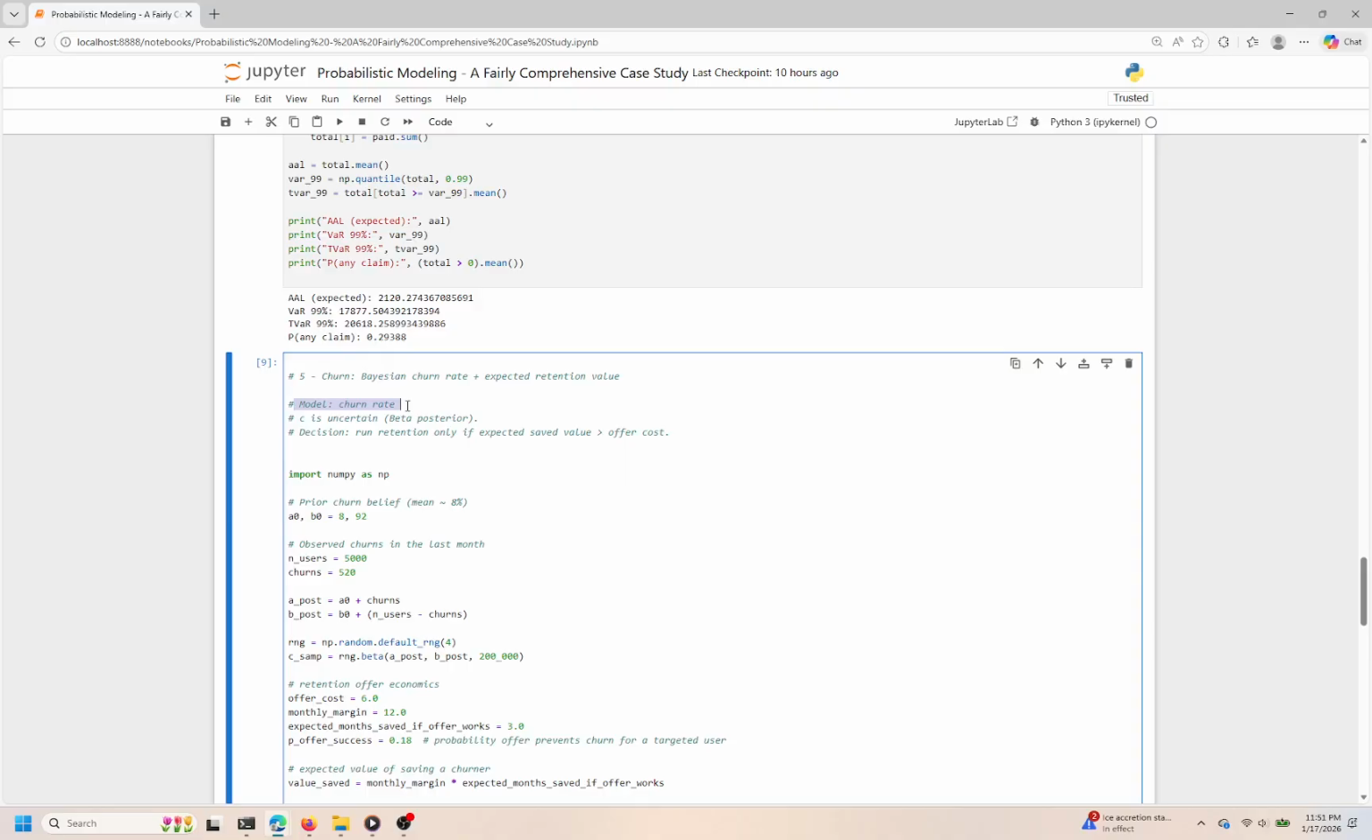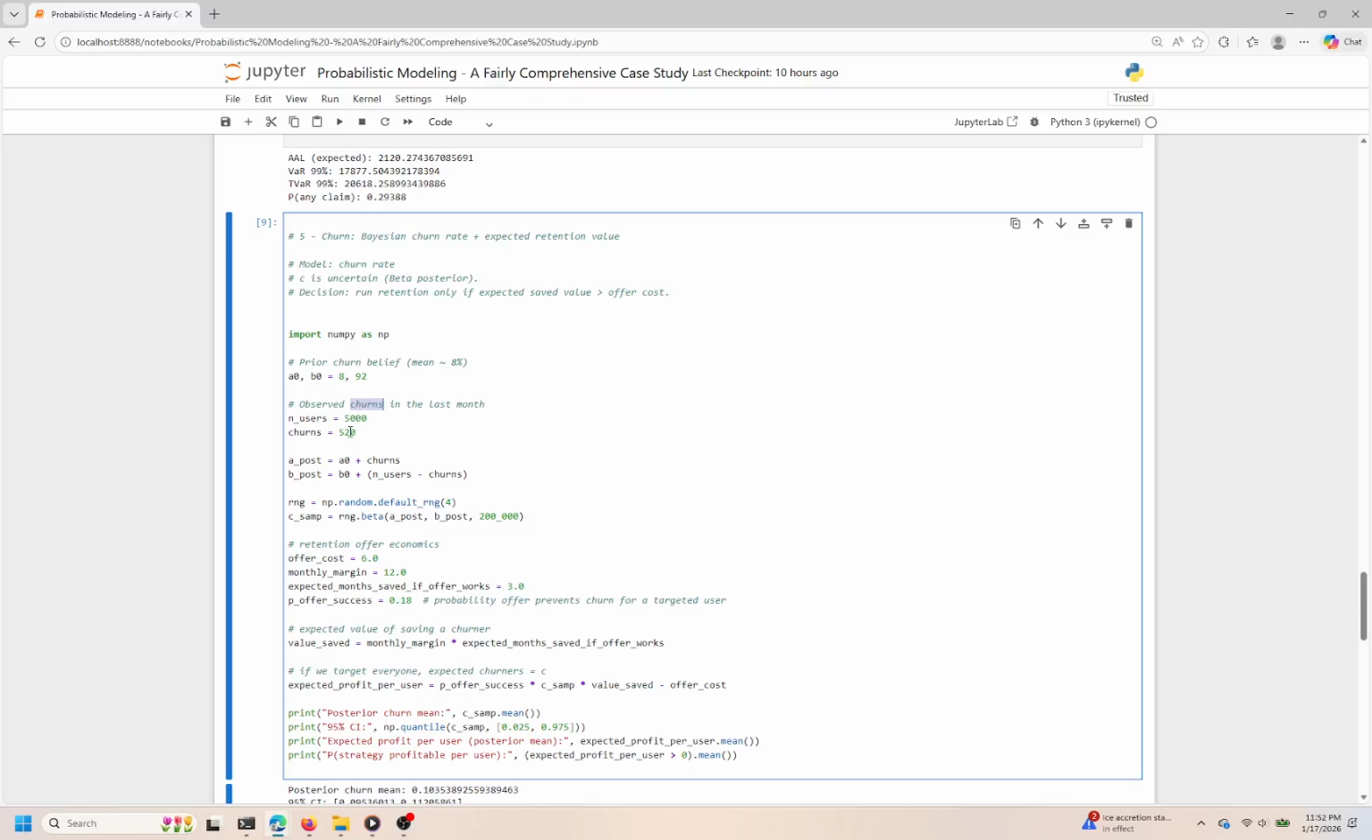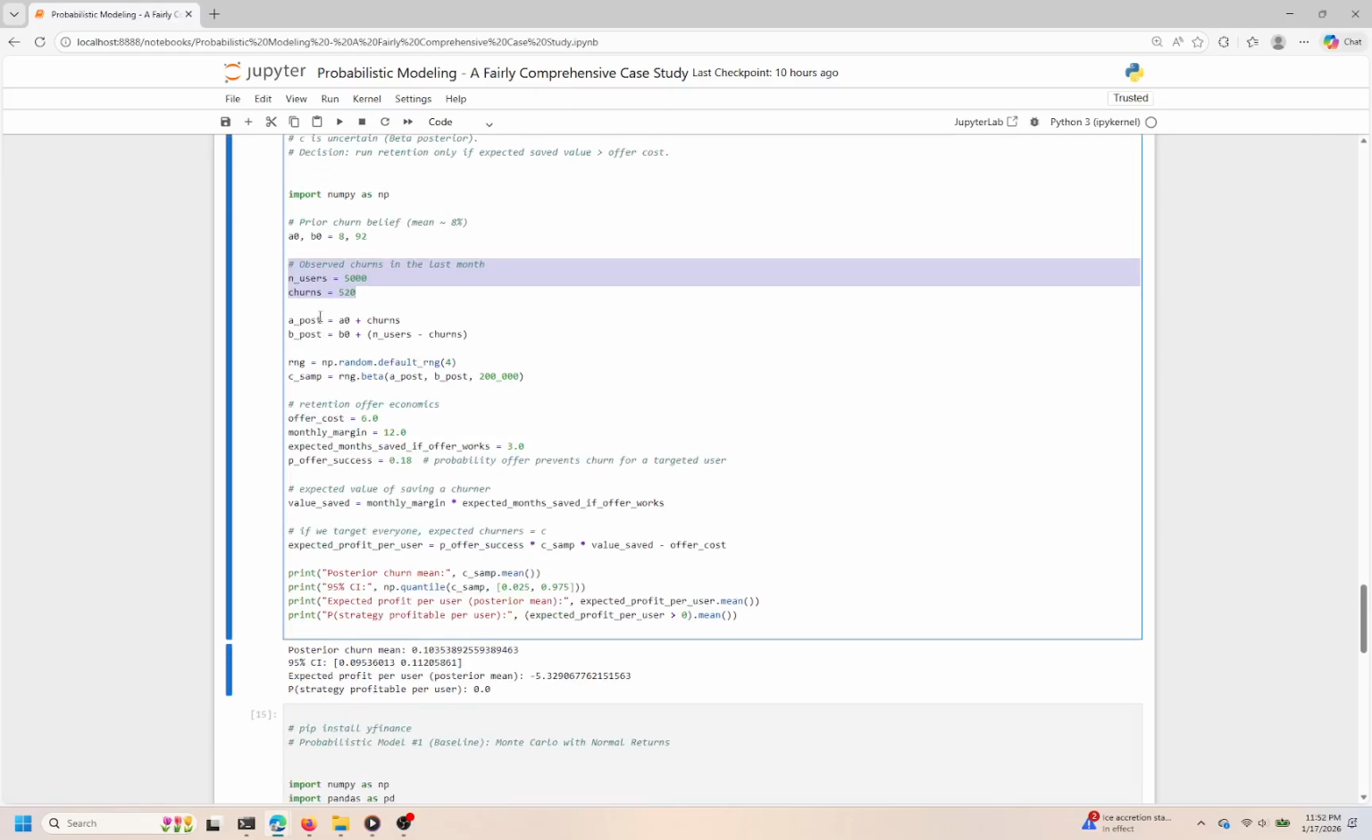We then account for new data by looking at a recent month where 5,000 users were analyzed, and out of these, 520 customers churned. This observed data allows us to refine our estimates, updating our prior beliefs about churn using the beta distribution, a common choice for modeling probabilities. After updating our beliefs, we generate a large sample from this posterior distribution to get a more robust understanding of potential churn rates. This sample will serve as a basis for evaluating our retention strategy.